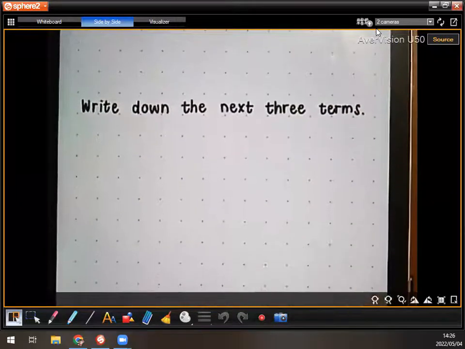Now, guys, it is a bit more complicated when you have to find the next three terms of a quadratic number pattern. For a linear pattern, it's easy. You just add the difference again. So if you were adding 3 each time, you just keep adding 3. Now we're not adding the same number every time, right?